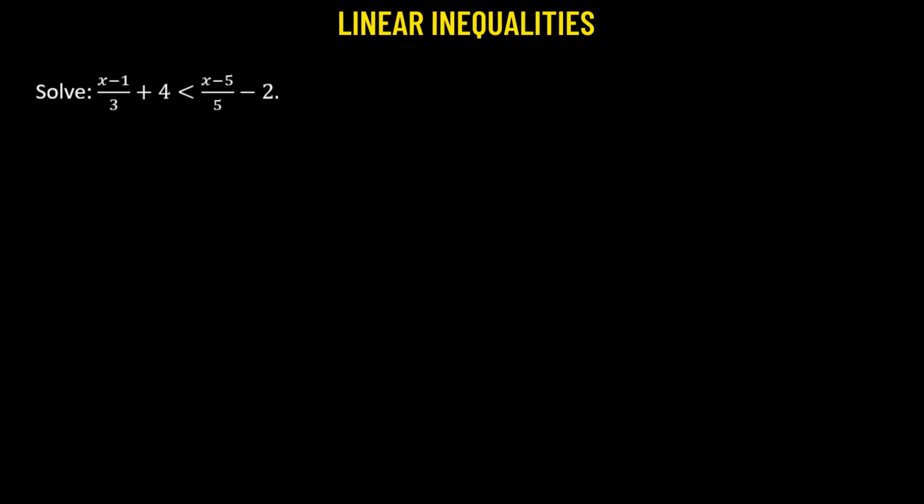Let's solve the following inequality. It's an inequality because we have the inequality symbol less than involved here, and also linear because if we look at the highest power of x, that's 1. So let's begin.